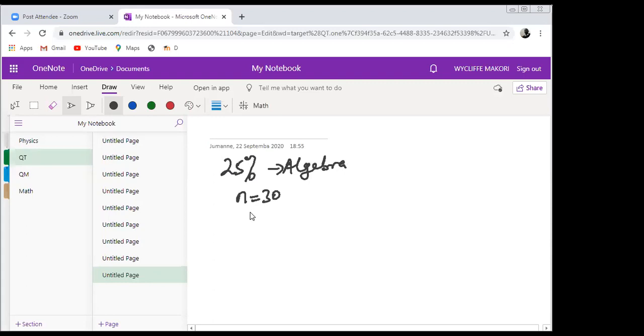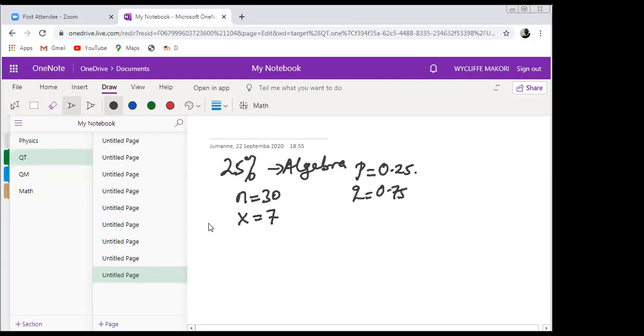Find the probability that exactly 7 students out of the 30 are taking algebra. Our x is going to be 7. So if 25% are taking algebra, then the probability of picking an algebra student is going to be 25%, which is the same as 0.25. And therefore q is going to be 1 minus p, which is the same as 0.75.